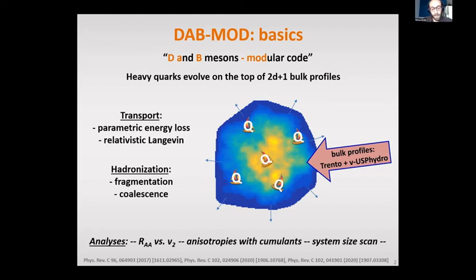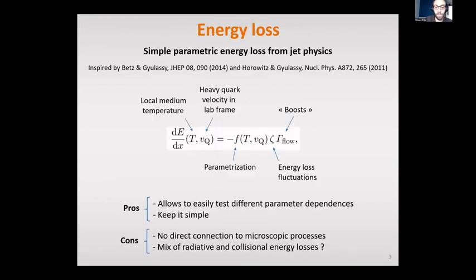coalescence. The main analysis that we addressed were the array versus V2 challenge, the study of anisotropies with the cumulants, and the exploration of new observables related to anisotropies. And more recently, we performed a system size scan at LHC. Okay, now let me start with the transport equations. Okay. So first, the energy loss.